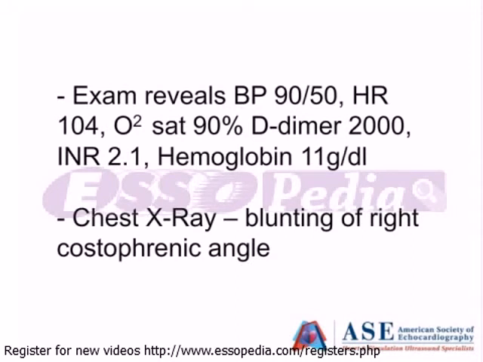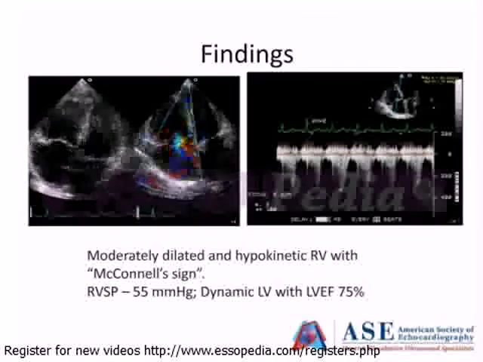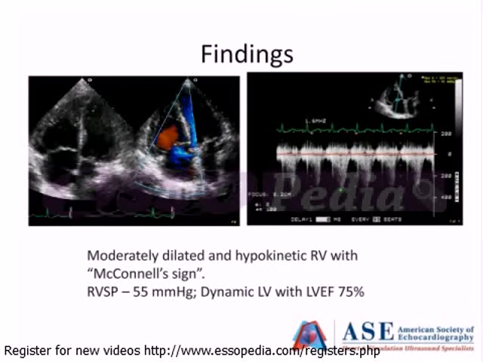On echo, we see a moderately dilated and hypokinetic right ventricle with a so-called McConnell sign, which suggests more significant hypokinesis of the right ventricle with a preserved right ventricular apex. Patient also has mild tricuspid regurgitation and has a TR velocity of just over 3 meters per second. With the IVC, that gives you a right ventricular systolic pressure of 55 millimeters of mercury, and you can see the left ventricle is quite dynamic with an excellent left ventricular ejection fraction.